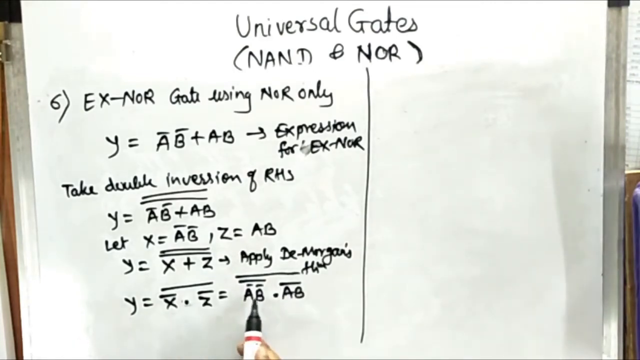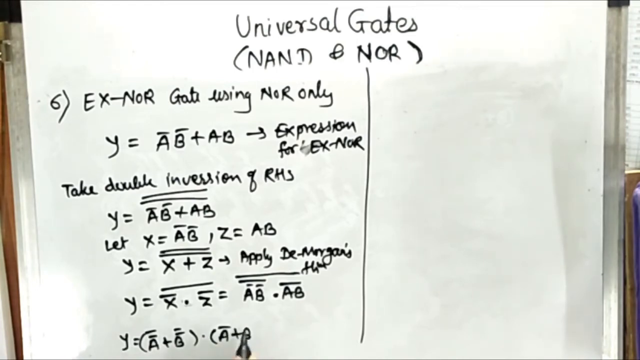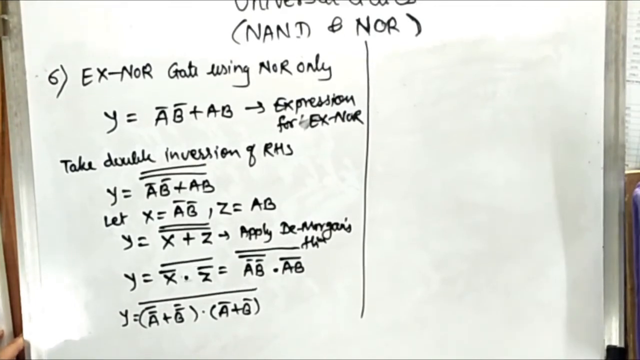Now apply De Morgan's theorem to these individual two terms. So we get A double complement plus B double complement into A bar plus B bar and this outer complement remains as it is. So according to the double inversion law, here we can write Y equal to A plus B into A bar plus B bar and this outer complement.